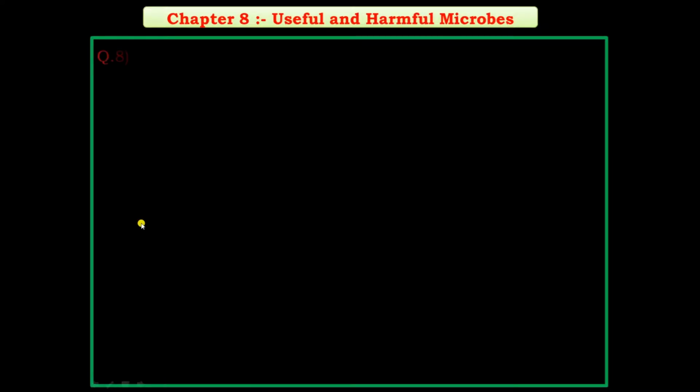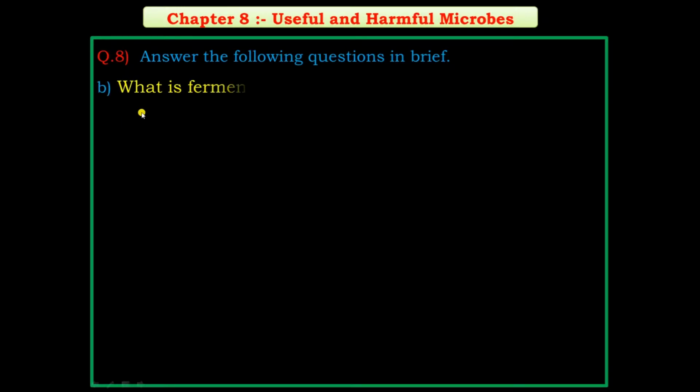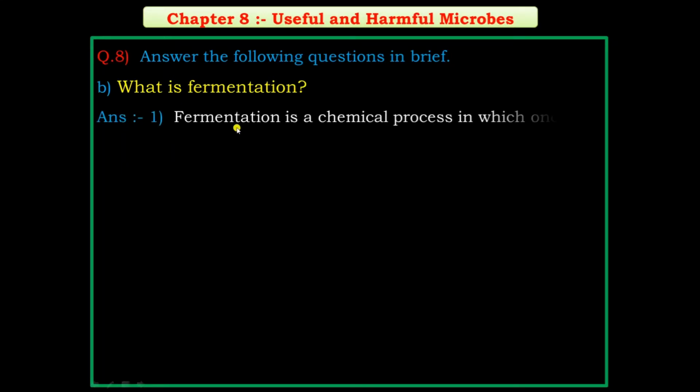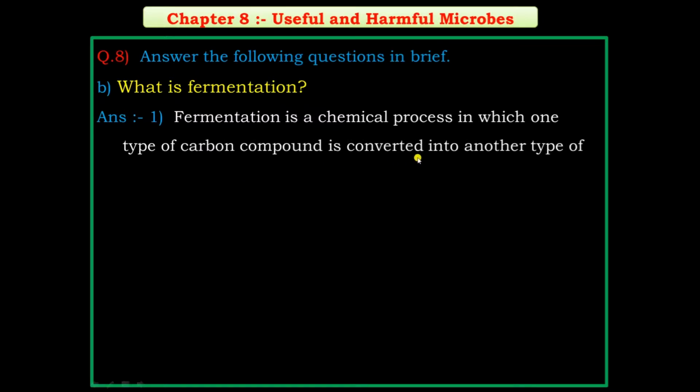Next question of question number 8. Question number B. What is fermentation? And the answer is point number 1. Fermentation is a chemical process in which one type of carbon compound is converted into another type of carbon compound by the action of microorganisms.